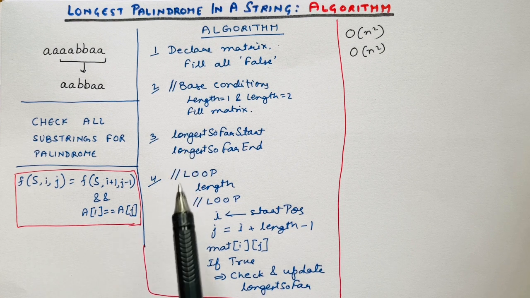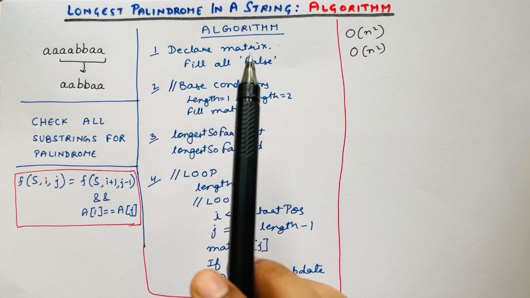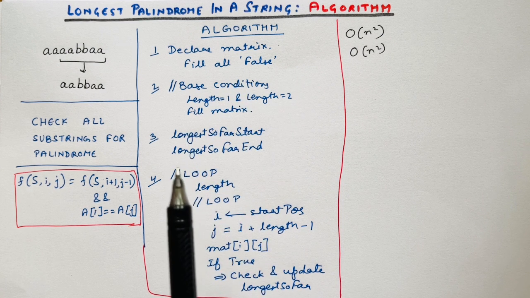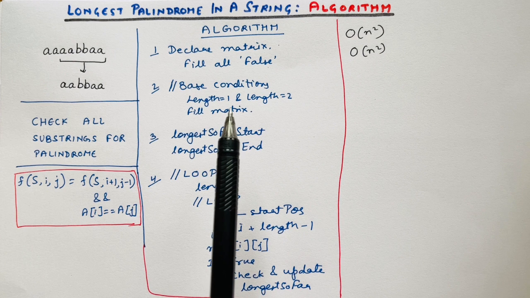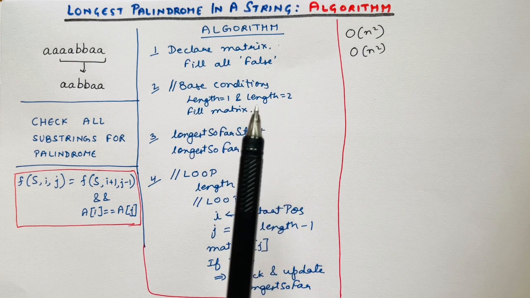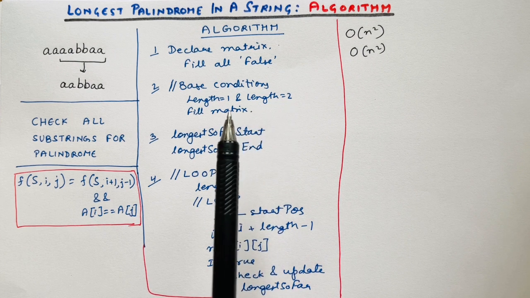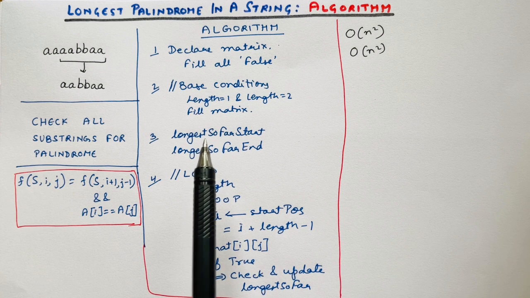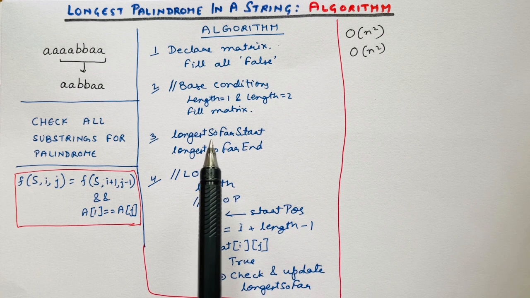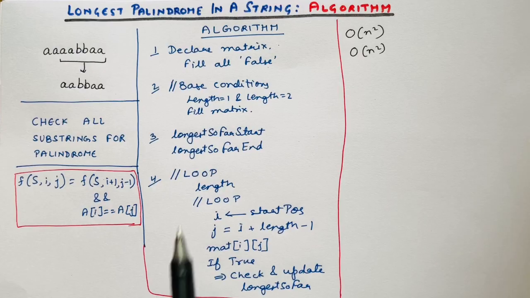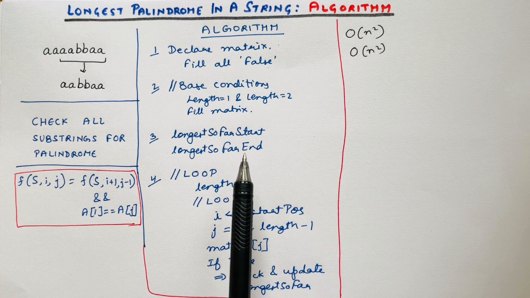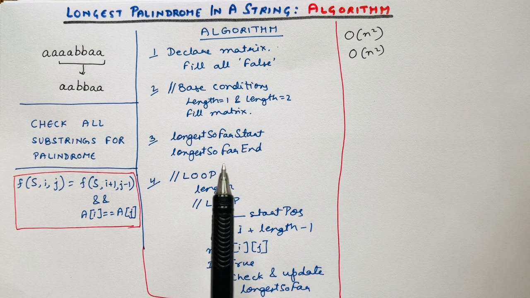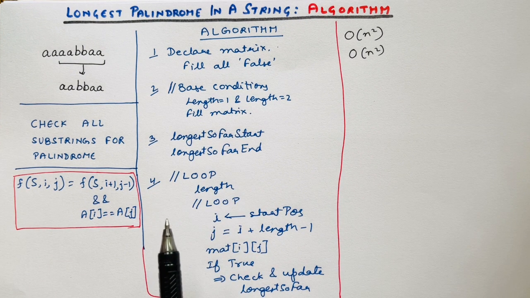And once we are done computing all of this, we can return the longest one. So let's see how the algorithm will look. We'll simply declare that matrix and fill it all with false. We'll then fill the matrix for the base conditions of length equal to 1 and length equal to 2, as we saw in the previous slide. We'll have two variables to keep track of the starting position and end position for the longest palindromic substring seen so far. We would have updated these even when we were filling the base conditions.